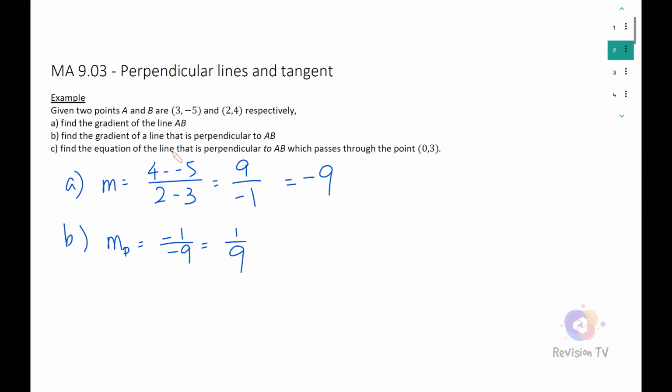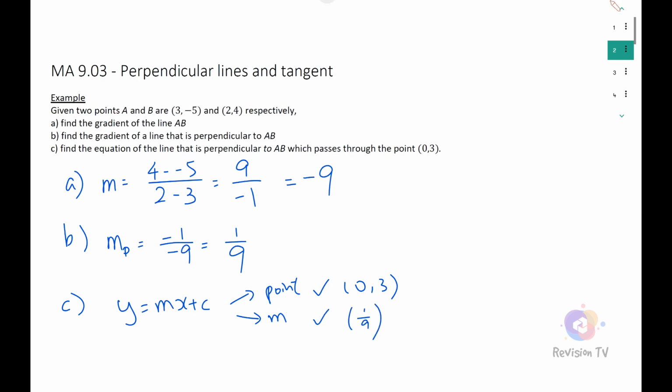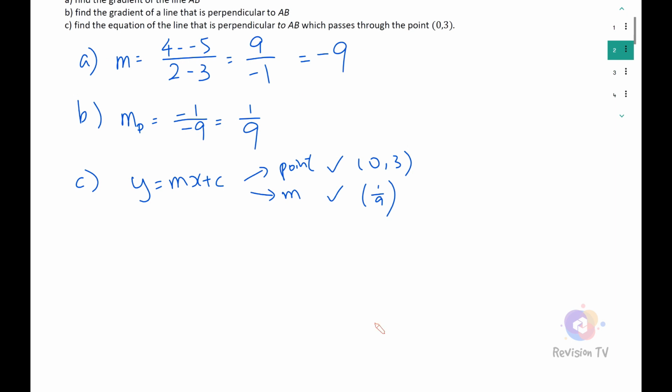Question C, find the equation of a line that is perpendicular to line AB, which passes through the point 0, 3. To find the equation of a line, do you remember the formula? y equals mx plus c. Two things you will need: a point and a gradient. Have we got a point? Yes, 0, 3. Have we got the gradient? Yes, 1/9. Why 1/9 but not minus 9? Because it's the one perpendicular to AB. So we can now use the formula y equals mx plus c.